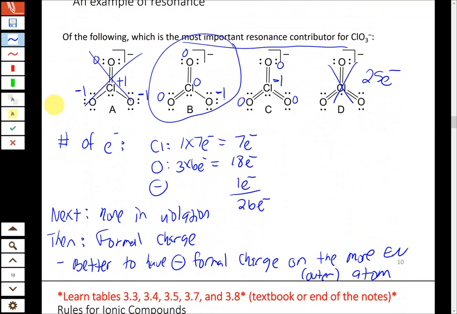And I'm not sure if we'll have problems exactly like this on the homework assignments or exams or not, but just be aware that in some cases we use formal charges also to evaluate resonance contributors. All right, anything else before I move on?